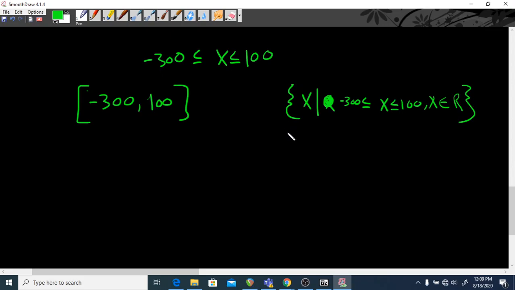All right, so there we go. x is any number between negative 300 and 100, and this is saying the set of all x such that x is real and x is less than 100 and bigger than negative 300. So it's all the numbers including negative 300 and 100.